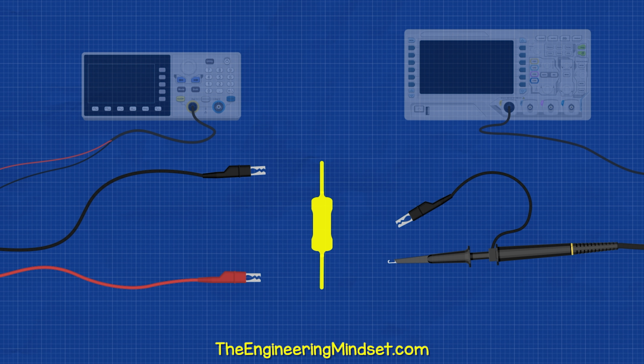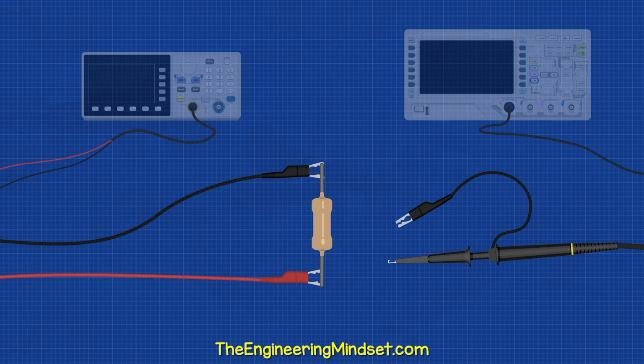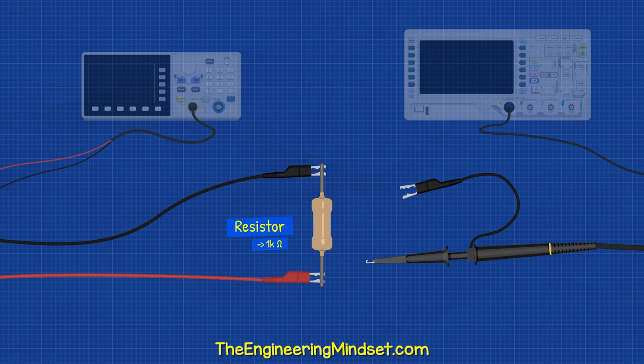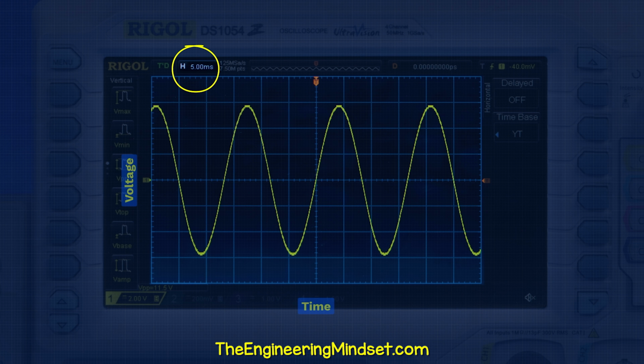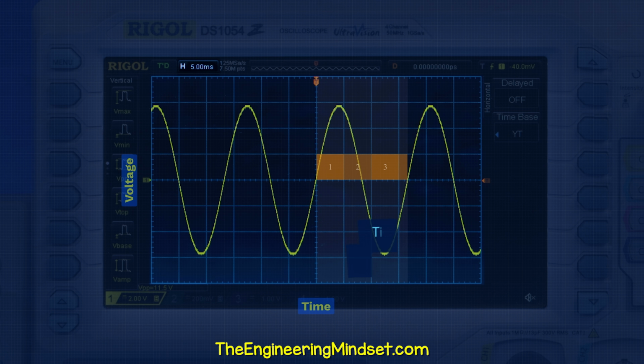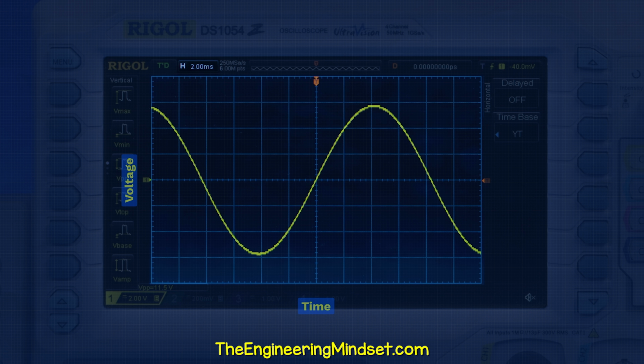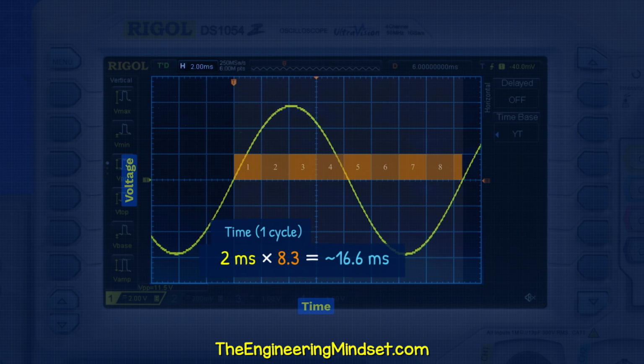Disconnect your devices and connect the signal generator across a 1 kilo ohm resistor. Then connect channel 1 across this resistor. We can see the time per division on screen, so we could count the number of divisions to estimate the time period. We can adjust the scale and position to help make that easier.